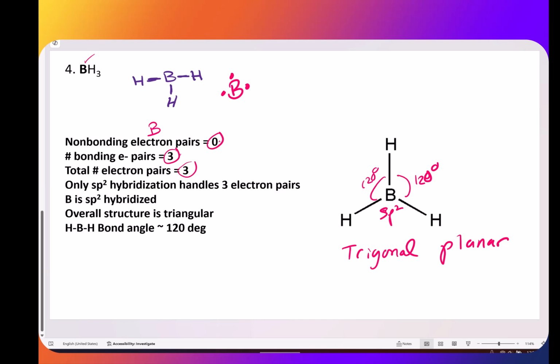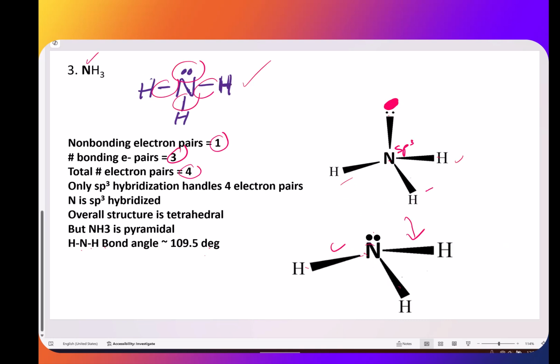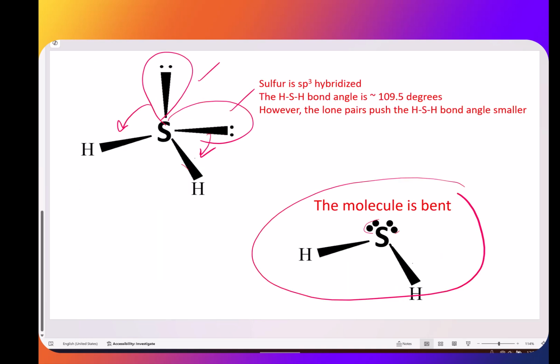If we actually looked at this from the viewpoint of MO theory, each of these BH bonds would be a sigma bond. In fact, for the NH3 molecule, we don't have any double bonds, so every one of these is going to be sigma as well. And for the SH2, no double bonds, so these are sigma bonds. So that's it for this video.